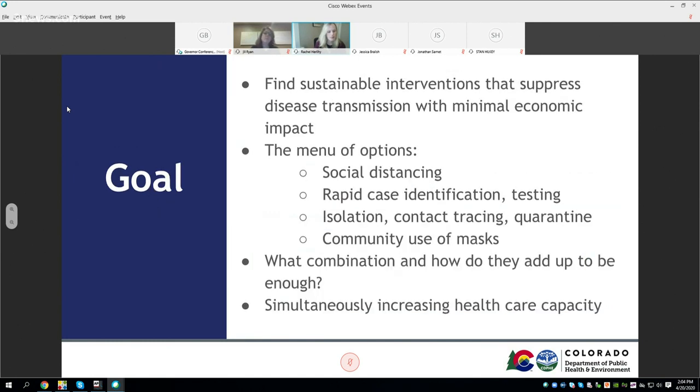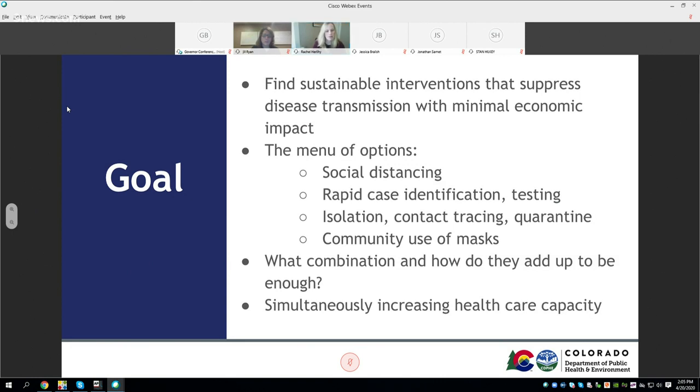And so our goal with all of this and moving beyond the stay-at-home phase is to really find sustainable interventions that suppress disease transmission with minimal economic impact. And so when we start looking at additional strategies that are available to us, in addition to something like a stay-at-home order, it's things like social distancing strategies, so continuing to use social distancing at some level. Also using our classic public health tools like rapid case identification and testing, isolation, contact tracing, and quarantine. And then also trying to incorporate the use of masks. We all know that masks are much more commonly being used here in Colorado now. And so trying to understand what the appropriate combination of all of those things might look like and what level of disease intervention they might add up to.